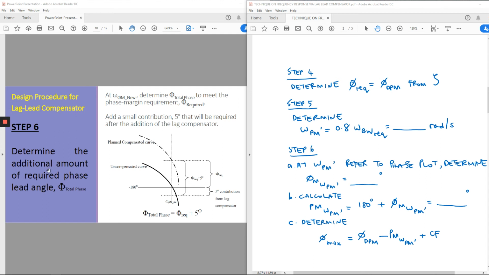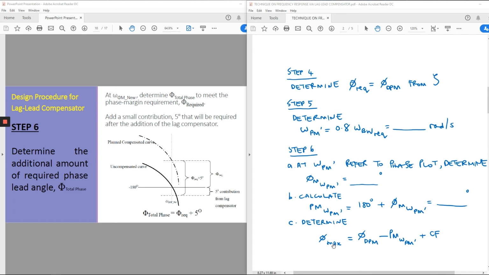We also determine the additional amount of required phase lead angle, based on the correction factor given in the question. For example, this one is 5 degree. Using this value of omega PM prime, in step 6, we refer to the phase plot to determine the phase value. In this case, we label it as phi m at omega PM prime. We determine the phase value, and then using this value, we determine the phase margin at omega PM prime: 180 degree plus phase at omega PM prime.